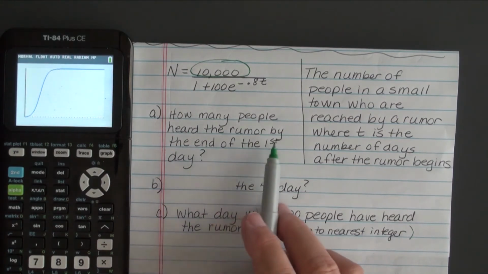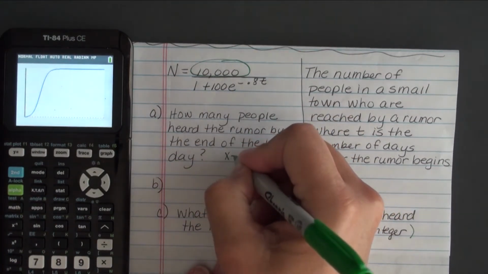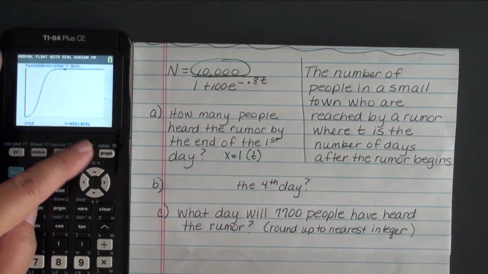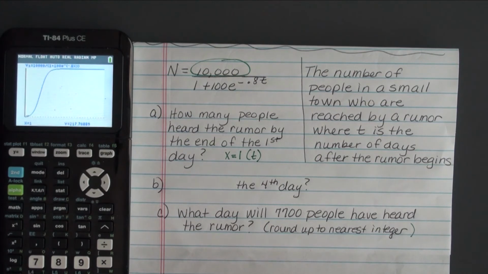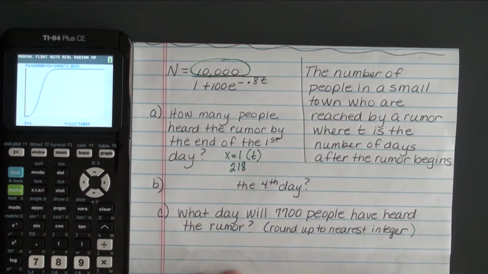Now how many people heard the rumor by the end of the first day? So we know that x is 1, or actually that's t. So I'm just going to press trace 1, and I get 217.7, which is 218 people.